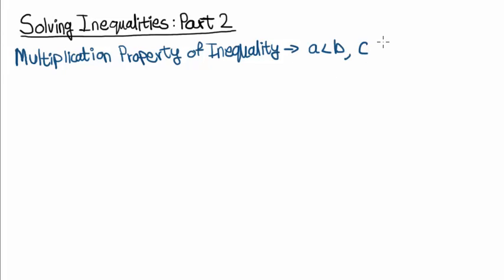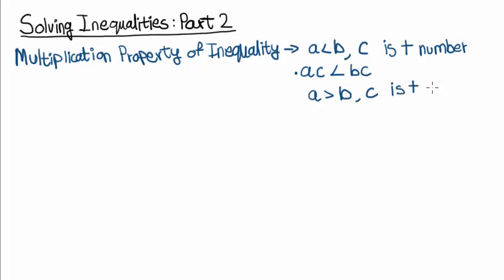If C is a positive number, then if I multiply C to both sides of this inequality over here, I get A times C is still less than B times C. Similarly, if I have some number A that is greater than some number B, and I have some number C that is again a positive number, the product of A times C will still be greater than the product of B times C.